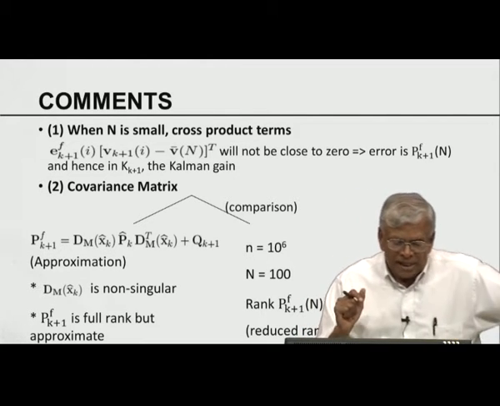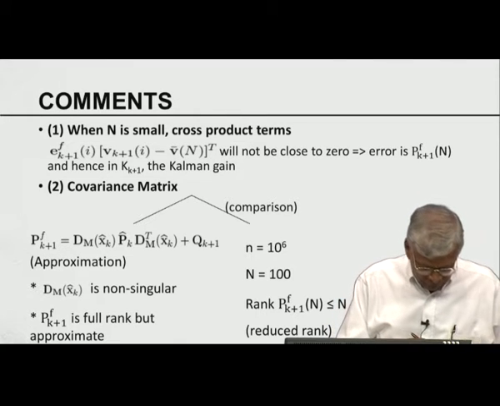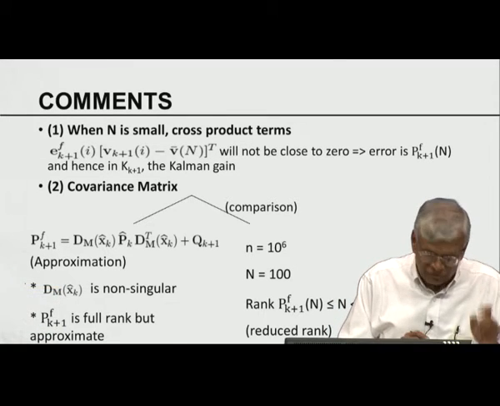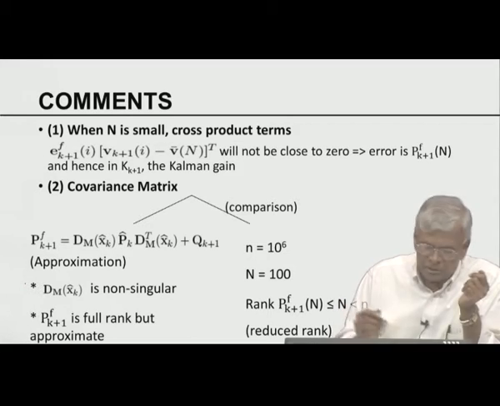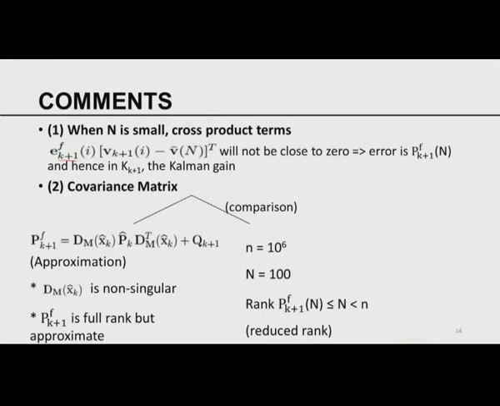So some comments. When n is small, n is always small. The cross product terms, you remember earlier, will not be close to 0. That means there will be a large error in the n-sample estimate of the forecast covariance. Forecast covariance error directly reflects into Kalman gain error. So that is something I want you to be cognizant of. That error goes to 0 only when the number of samples becomes large.